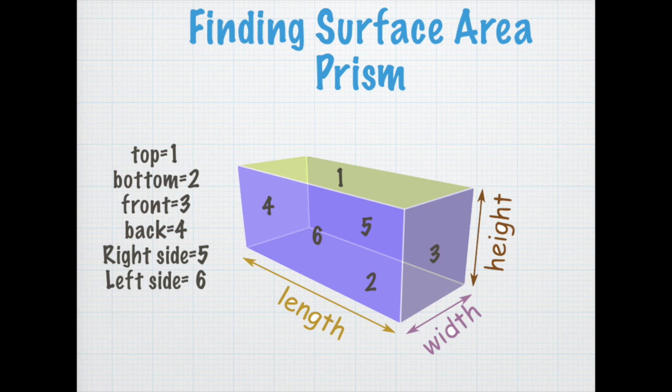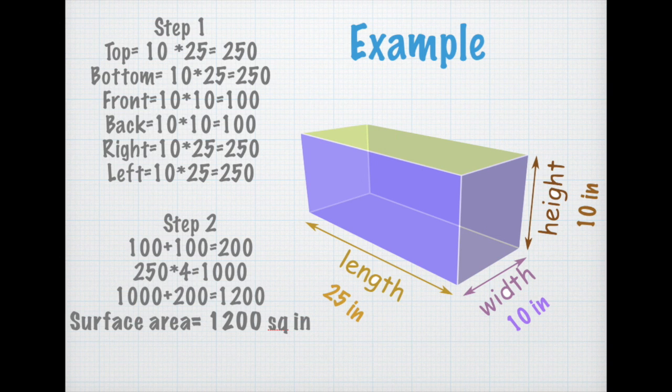So I've labeled everything with a numbering system. 1 is going to be our top, and then I go to 2, which is our bottom, and they should be the exact same area. And then 3 and 4, the front and back, will also be the same area. Then we will have 5 and 6, which is the left and right, and they will also be the same area. Sometimes these areas will repeat with certain shapes, sometimes they won't, so we just need to be ready for that. Alright, let's start with an example.